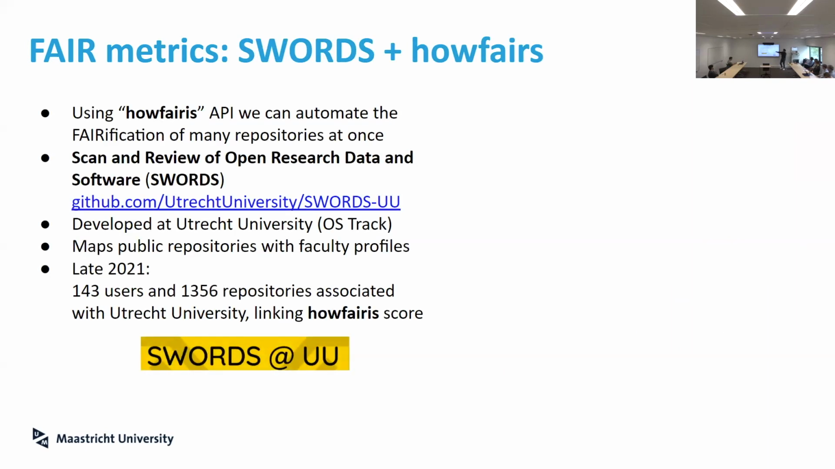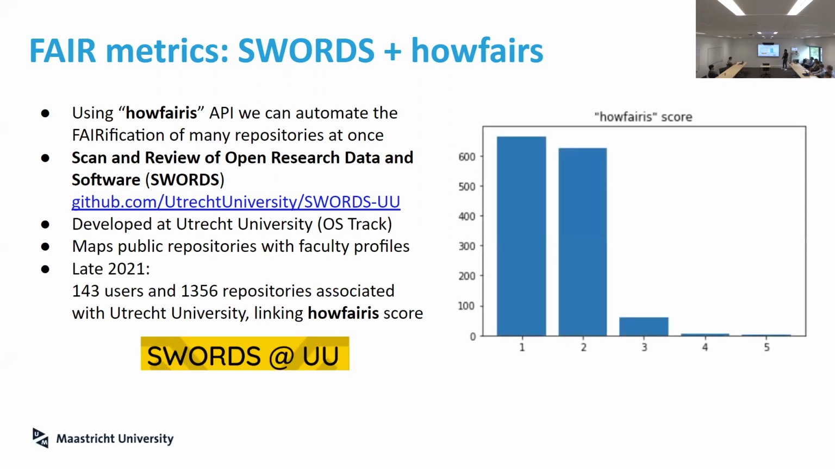Now, since it's a Python package, it really has an API, so you can ask the question as a developer, oh, well, can we just assess many at once, right? Actually, we can. The Utrecht University Library created SWORDS, the Scan and Review Open Research Data and Software. And basically what it does is it tries to map the people from the university with projects that are publicly available on GitHub and GitLab, match them, and goes and screens all the scores for all those projects.